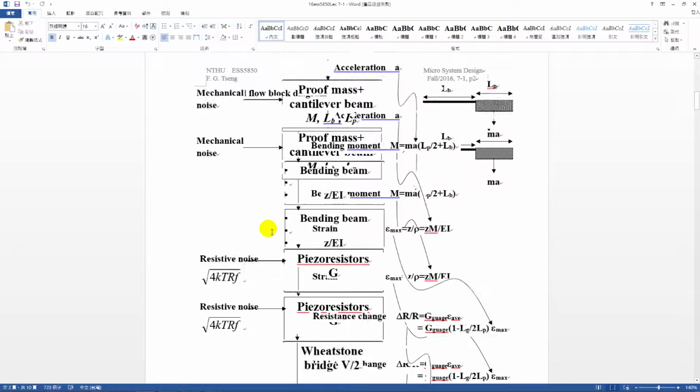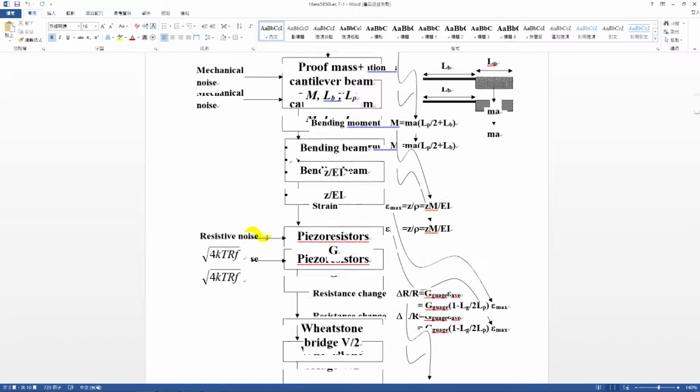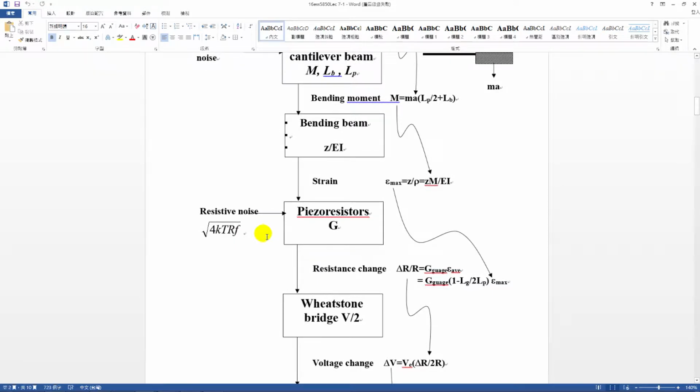The second noise you can introduce into the system is the resistivity, the piezoresistors. Because I have a resistor over here, the resistor has electrons flowing inside. During their transport inside the resistor, the electrons will also encounter another noise. So it is resistive noise, and also related to the junction noise. The white noise is coming from this position. The resistive noise is also proportional to the temperature. That means if you increase the temperature, you increase the noise as well.